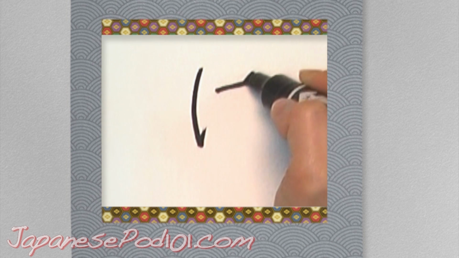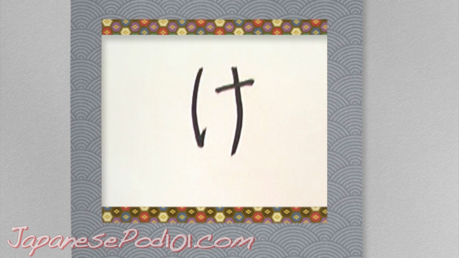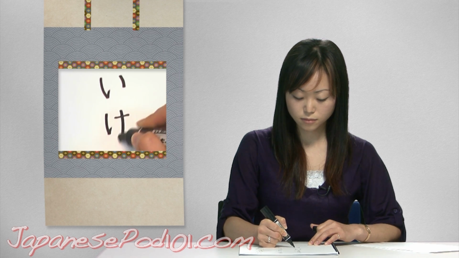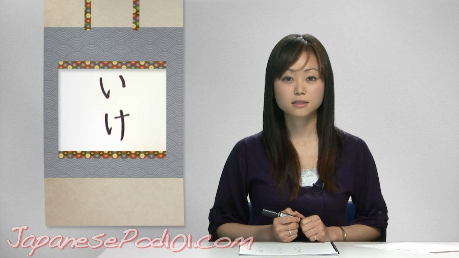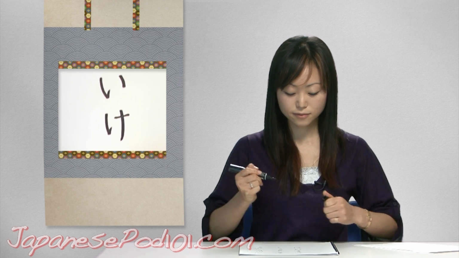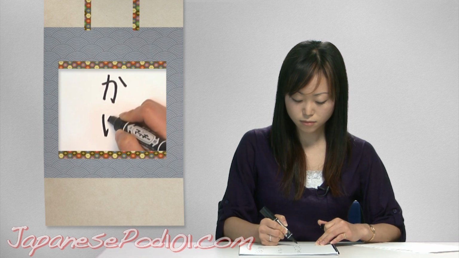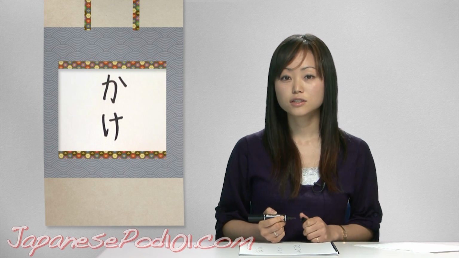1, 2, 3. Don't forget the hane on the first stroke. The bottom of the 3rd stroke should curve inwards, not straight up and down. Here is ike. Pond. And here is kake. To bet. Just 1 more character today.